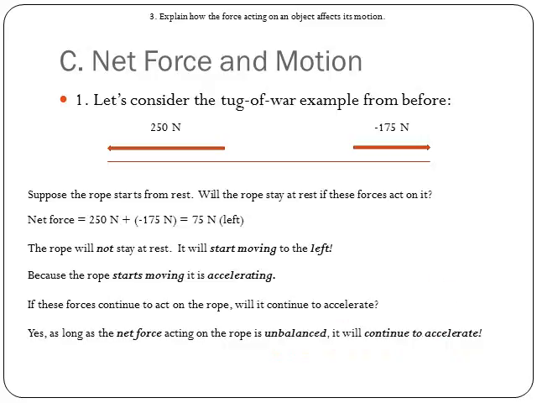In other words, if we were watching this tug-of-war game and these forces were constant, so the team on the left pulled to the left with 250 newtons, the team on the right pulled to the right with 175 newtons, the rope would start moving to the left and it would actually speed up the whole time to the left as long as these forces here remain constant. And again, that is because the forces acting on the rope are in fact unbalanced, so it will continue to accelerate.